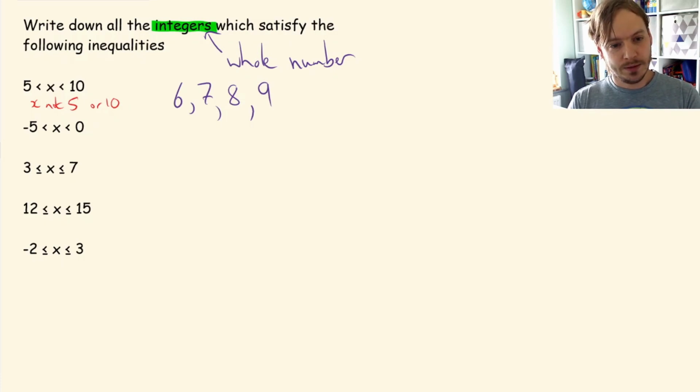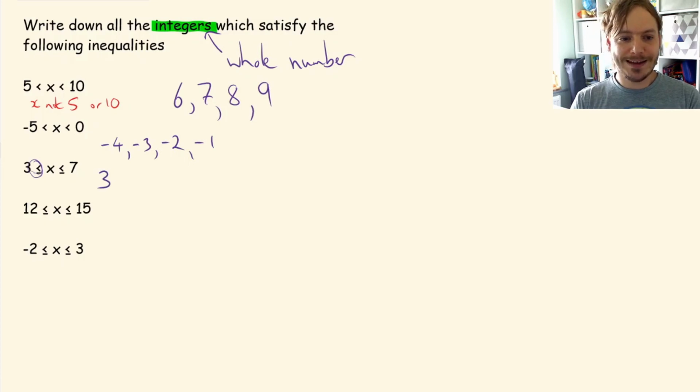Straightforward again. This time I'm between -5 and 0, and I don't have the equals lines again. So I start at -5, I've got to go up to -4, and then -3, -2, -1, and I stop because I can't include the 0. For the third one, between 3 and 7, but this time I do have my little equals line, which means I can begin at 3 now. X is allowed to be equal to 3. And then I just need to work my way up. 4, 5, 6. And can I include 7? Yes, the equals line is there, so I'm allowed to include 7.